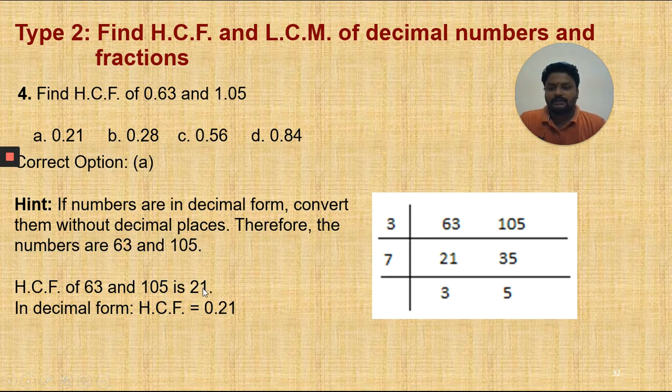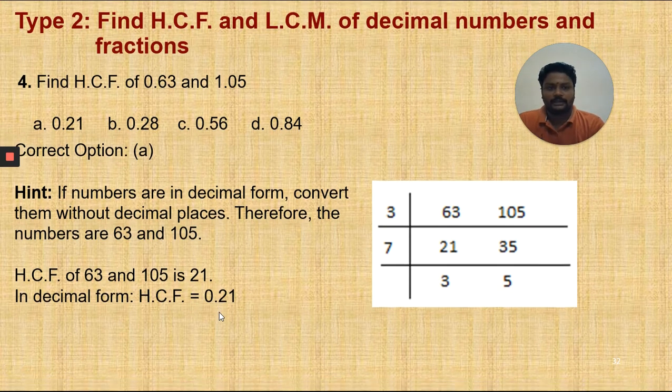Now this 21 is converted back to decimal places. How many decimal places are given in the problem? 1, 2. So two decimal places. So 21 becomes 0.21, which is the answer. HCF is equal to 0.21.